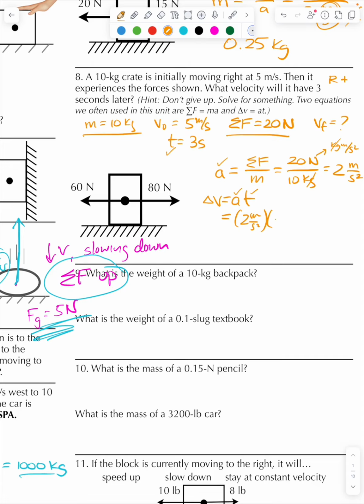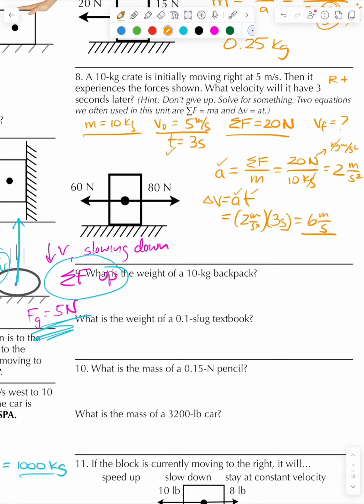And the time is 3 seconds. So this is going to be 6 meters per second, because the seconds of the time is going to cancel one of those seconds. Now we say, okay, what do I do? I got a change in velocity. They want to know the final velocity. Oh, well, that's simple. I know the initial is 5, and it's changing by 6, positive 6.